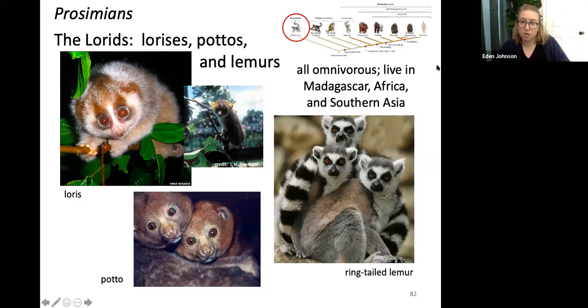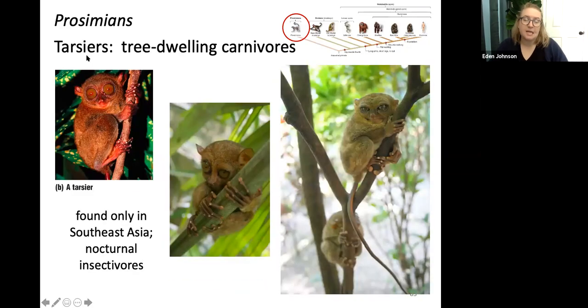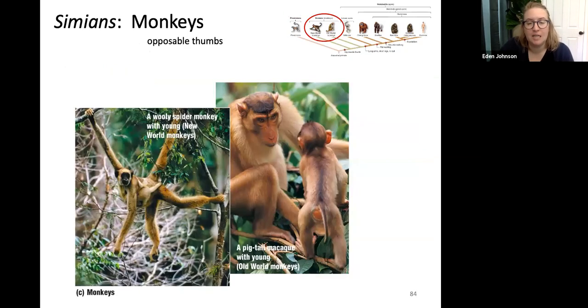Now your tarsiers, they are tree-dwelling carnivores. They're insectivores, so they eat insects. They are found only in Southeast Asia, and they're nocturnal, meaning that they hunt for these insects at night. And that's part of the reason why these eyeballs are so big, is because they are nocturnal.